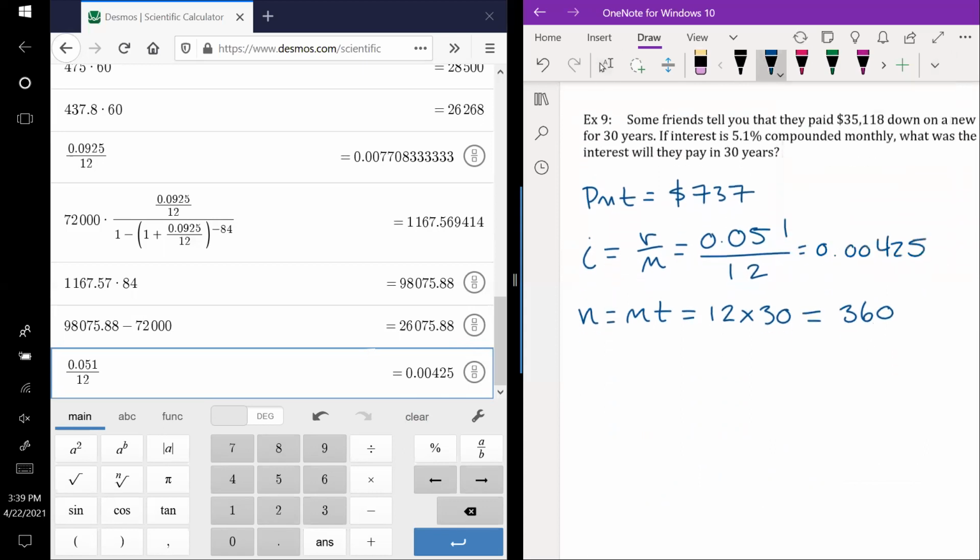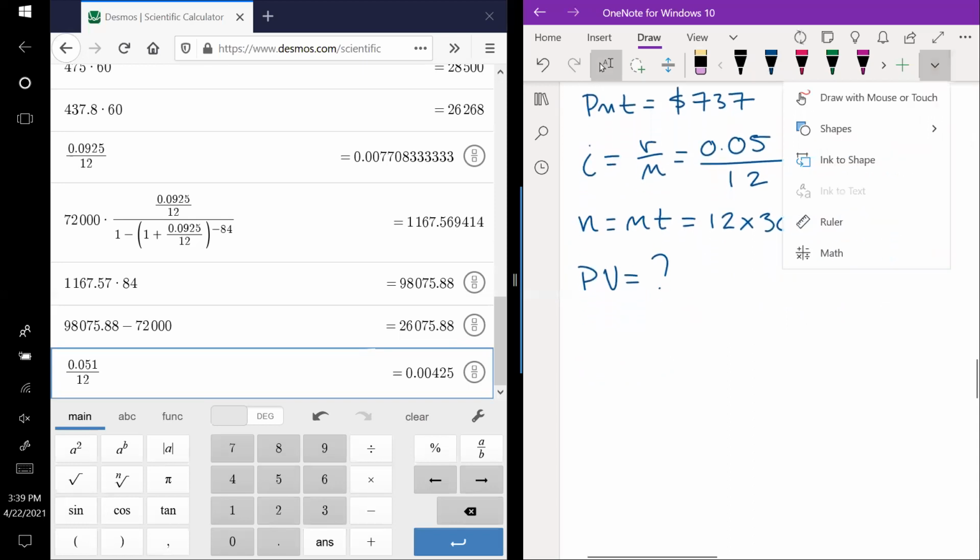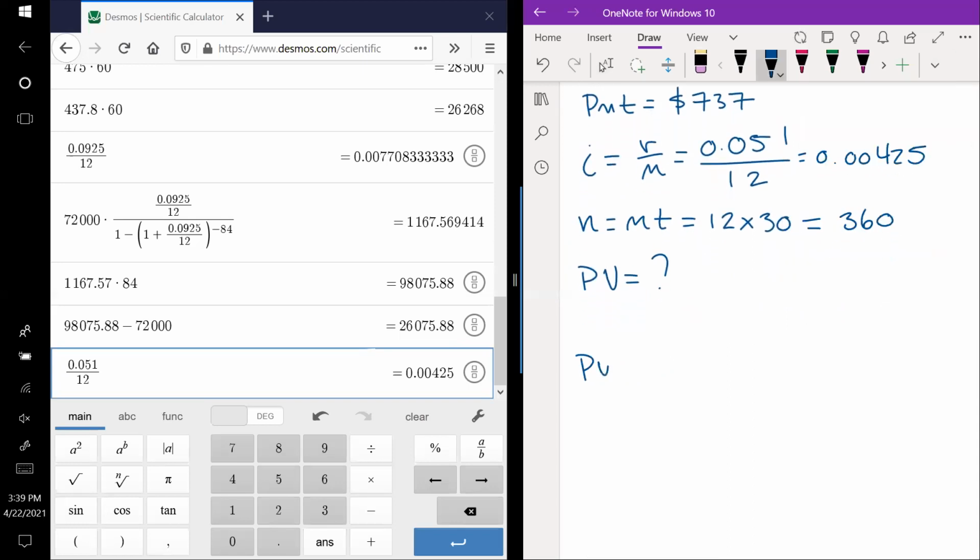Okay. And now we want to solve for present value. So present value is going to be equal to 737 times 1 minus 1 plus 0.00425 raised to the negative 360, over I, which is 0.00425.